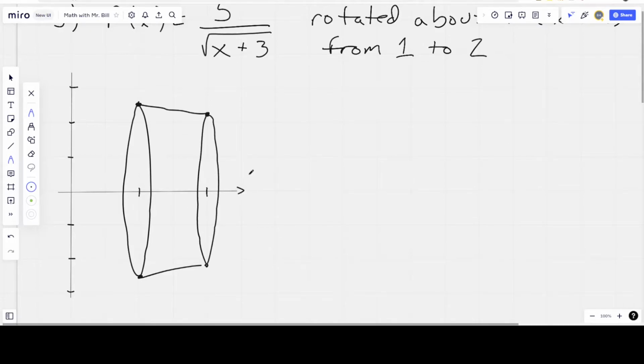The function is in terms of x, and our axis of rotation is horizontal. It's the x-axis as the axis of rotation. So we're going to be using the washer method or the disk method. Everybody calls it either thing. The disk method is really just the washer method with the inner radius equal to 0.